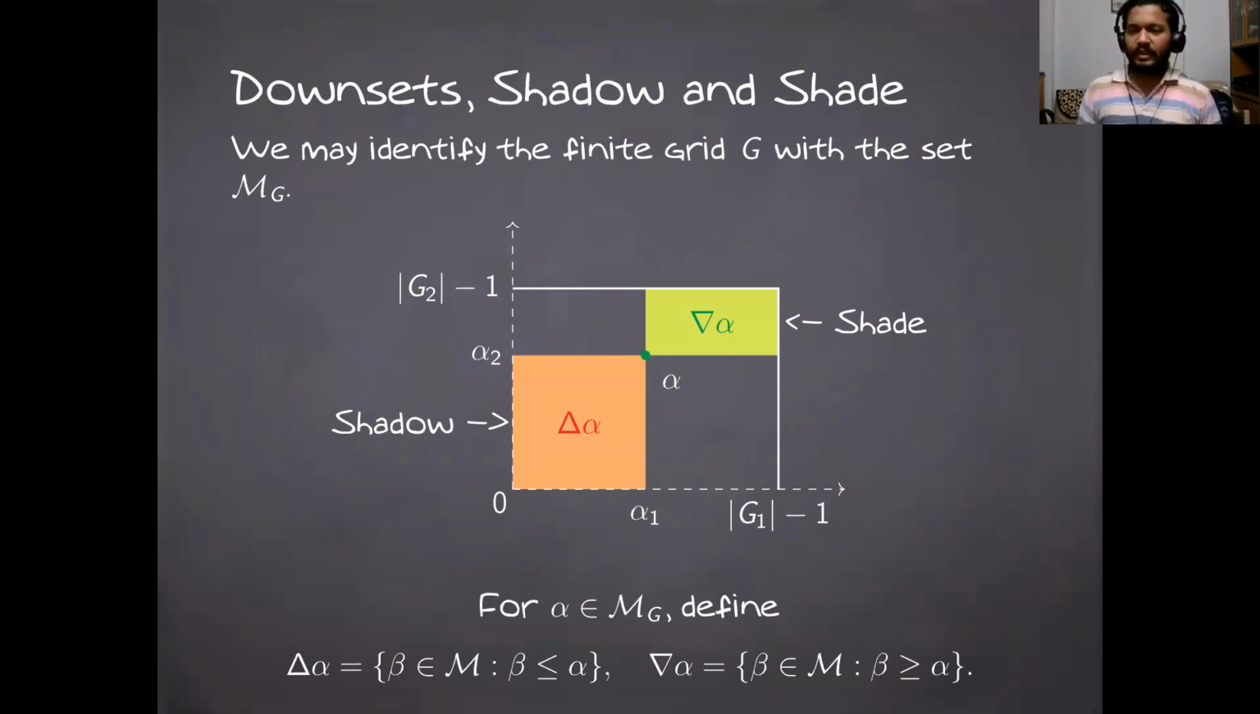Okay. So now, notions when it comes to posets are shadow and shade. We identify the points on G with the set M sub G, and for any point alpha in M sub G, the shadow is the set of all elements which are below alpha, and the shade is the set of all elements which are above alpha with respect to the partial order that we have. The shadow is denoted by delta and the shade is denoted by del.